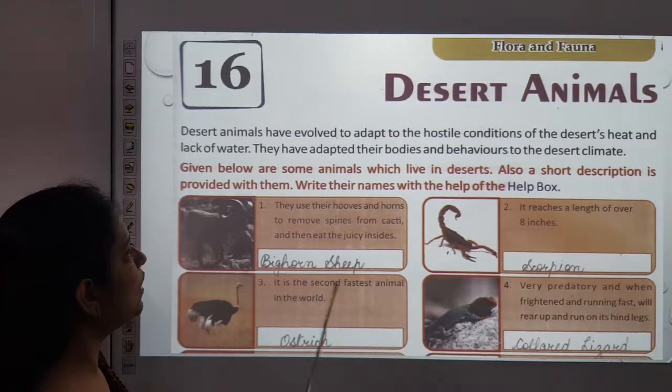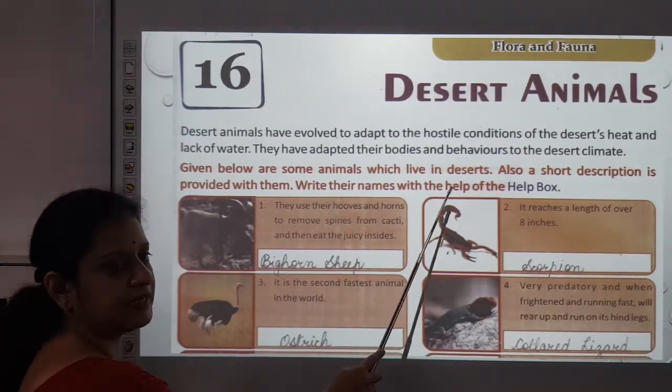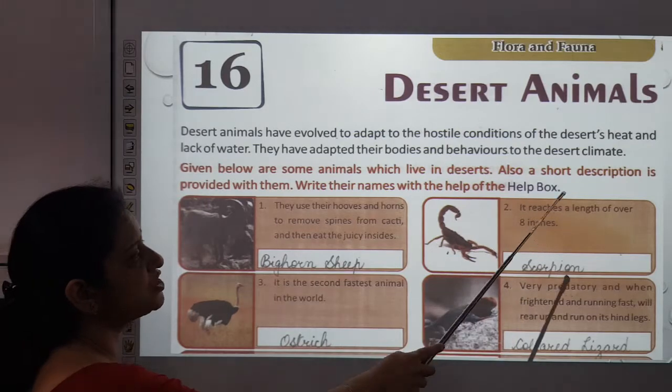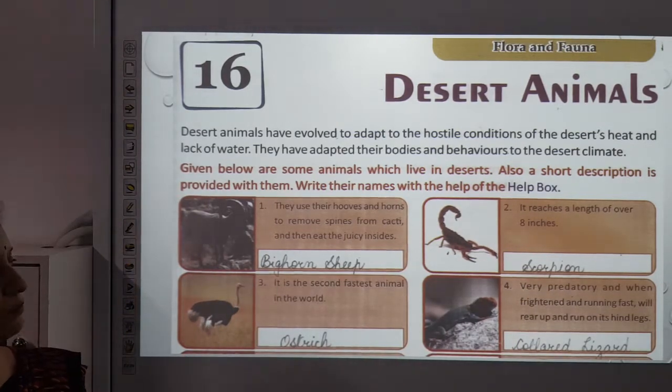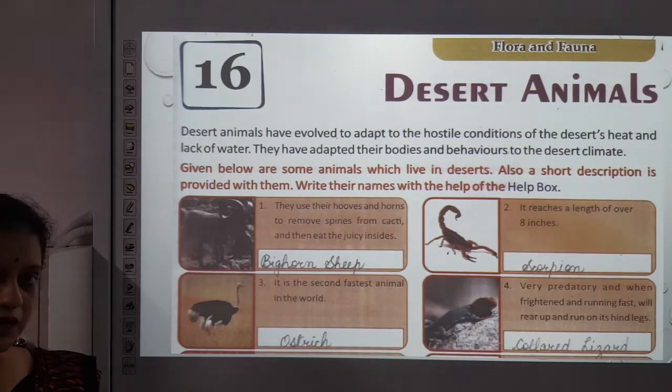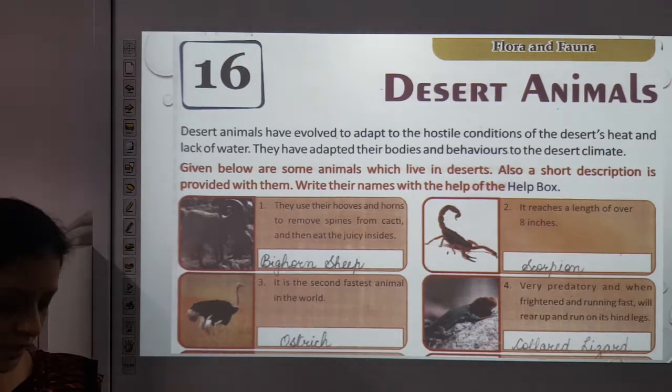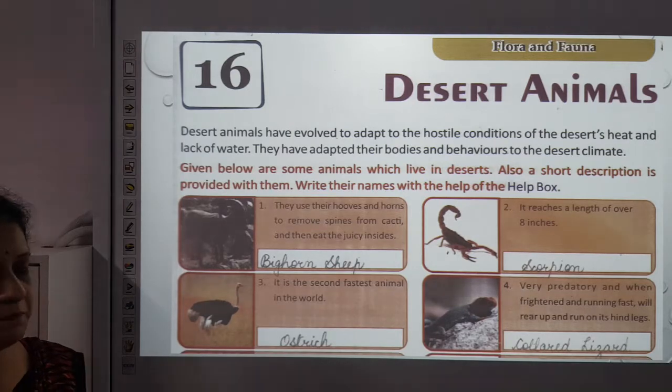So, given below are some animals which live in deserts. Also, a short description is provided with them. Write their names with the help of the help box. Fill it carefully and the handwriting should be very clear. So, take out your pencils.